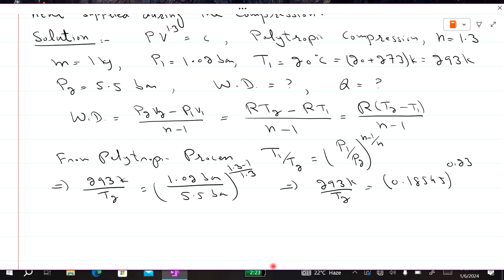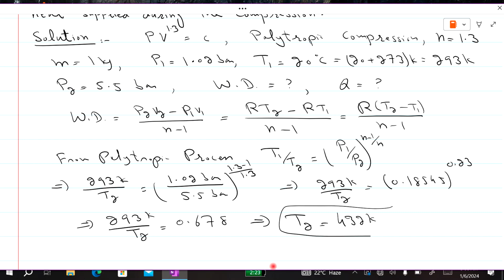So this implies that 293 Kelvin divided by T2 is equal to 0.678. So T2 is equal to 432 Kelvin. This is the final temperature. In degrees centigrade, subtract 273 from this value, which is equal to 159 degrees centigrade.